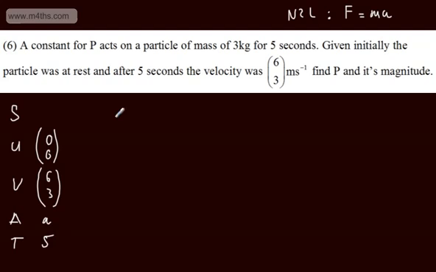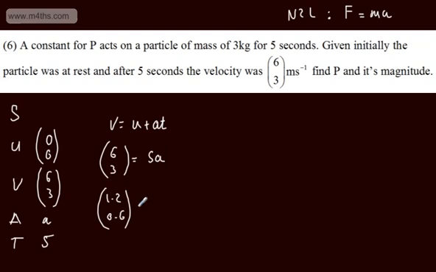So what we can say then is v is equal to u plus at. We can see from here that 6.3 will be equal to u, which is 0, 0, plus 5a. So the acceleration is going to be, dividing both sides by 5, 1.2, 0.6, and that is in meters per second squared. That is the acceleration. So we can say F is equal to ma, force is equal to mass times acceleration.